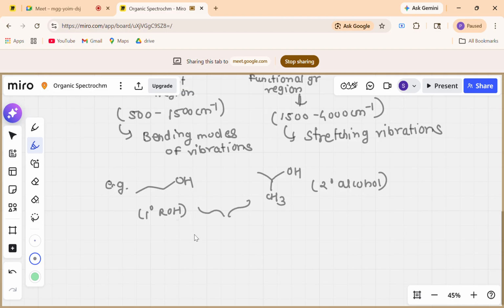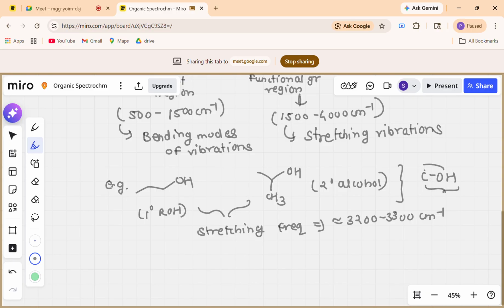So if you observe the IR spectra of both, you will notice that the stretching frequency of both of the molecules will come around 3200 to 3300 or 400 centimeter inverse. So in this region basically you will observe the stretching frequency of both of the molecules. So basically what we will observe here, we are observing the C-O-H stretching frequency, right?